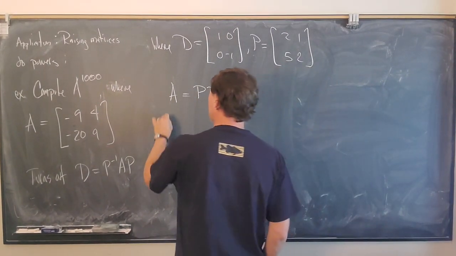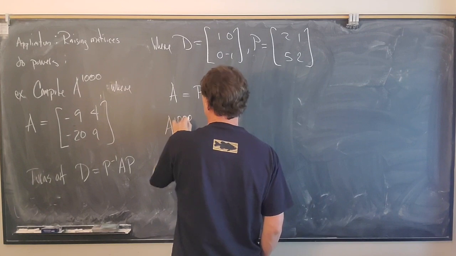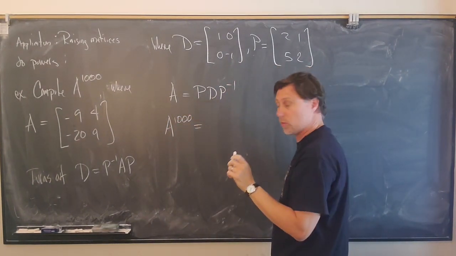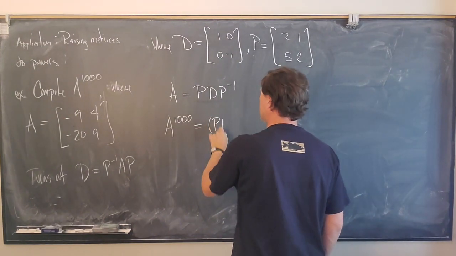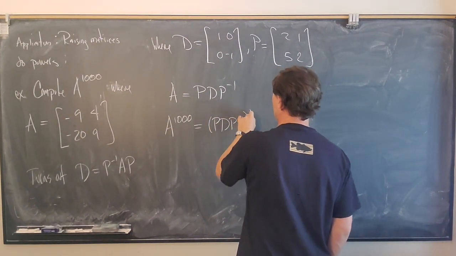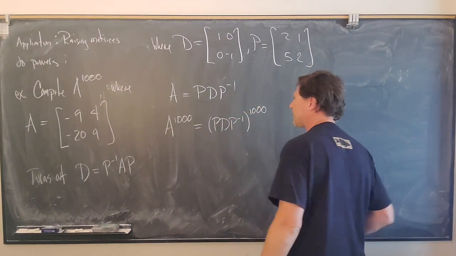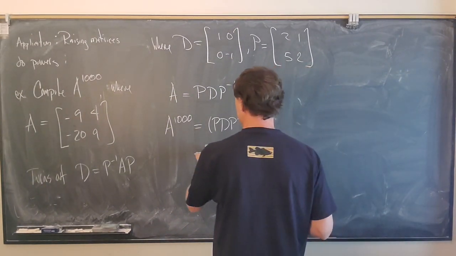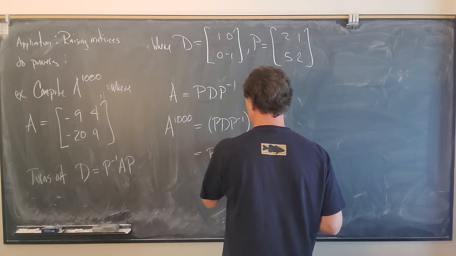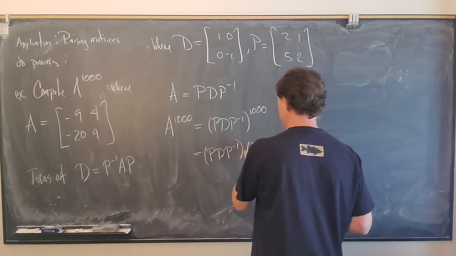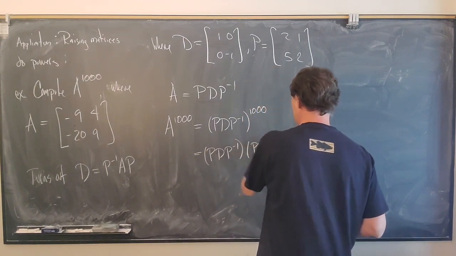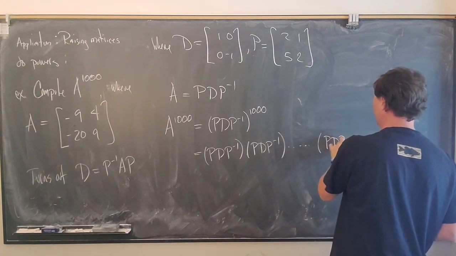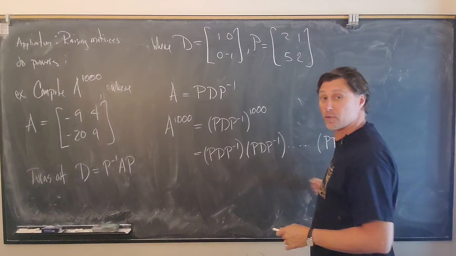So A to the 1000, here's the point. A to the 1000 is going to be equal to this matrix raised to the 1000. So (P D P inverse) raised to the 1000. I mean, in a way, it looks worse for the moment. But that's equal to P D P inverse times P D P inverse, and so on. Keep it going. P D P inverse. There's 1,000 of these written down.